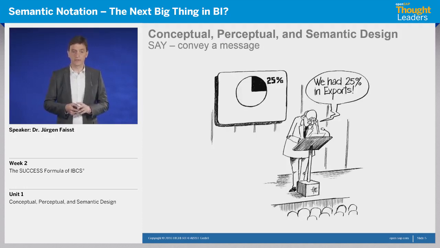Not a mundane message like the one in this cartoon, where he says, well, we have an, let's say, export share of 25%. This is probably not so interesting. It would be more interesting to compare those 25% to previous year or to plan, or to see how it developed in the last month or last years, or even to explain why it's 25%, or to make suggestions on how to increase those 25% to 30%. That would be interesting messages.